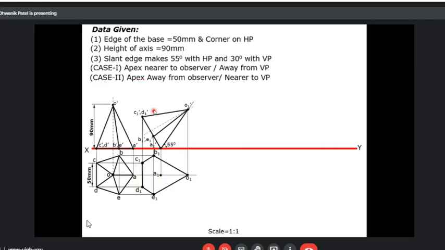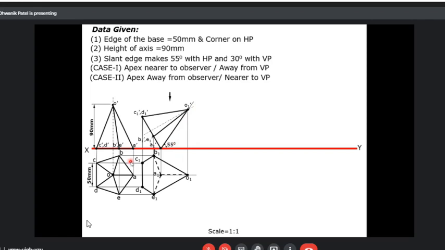So what will you do? You will see this object from the top. A1 is far away, so we will draw it as hidden lines here. Now the A1 dash point is connected to which lines? A1 dash B1 dash, A1 dash E1 dash, and A1 dash O1 dash. These three lines we will draw as hidden lines. All the remaining lines we will draw as solid lines.